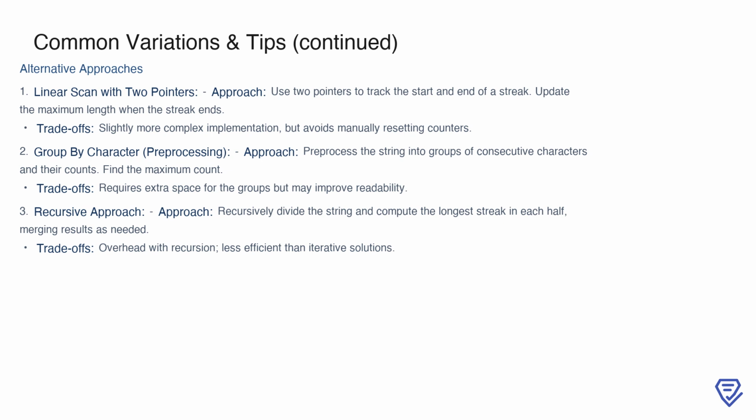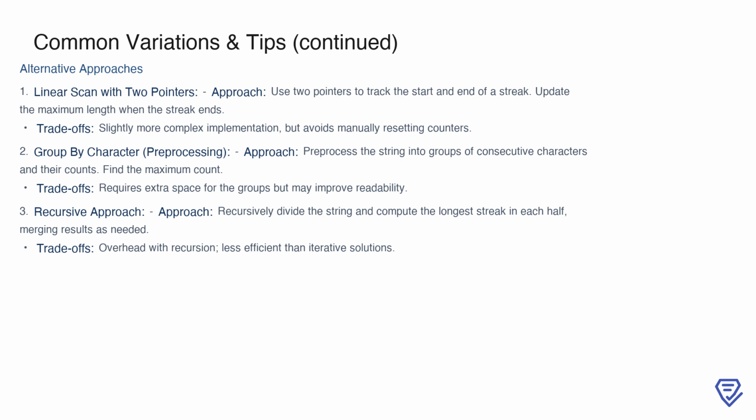Another approach is to pre-process the string by grouping consecutive characters along with their counts. Once you have these groups, you can easily find the maximum count. While this method improves readability, it requires extra space to store the groups.